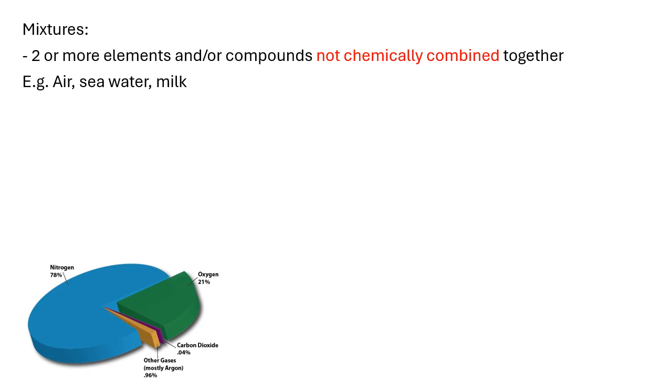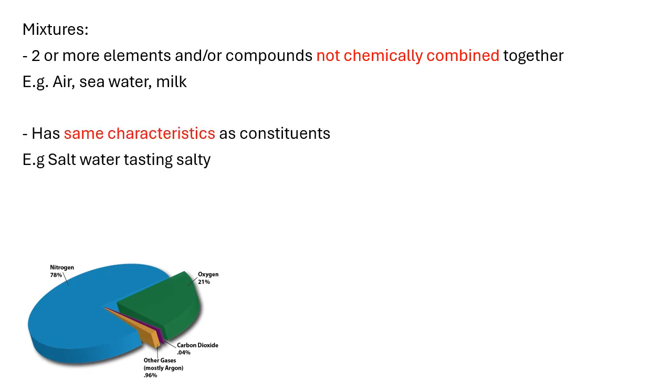Like seawater, it consists of many different elements and compounds, like your minerals, and your water, H2O, is a compound, and you also have other contaminants such as sand inside seawater. So mixtures have the same characteristics as their constituents. For example, salt water: you mix salt together with water. This salt water is a form of mixture.